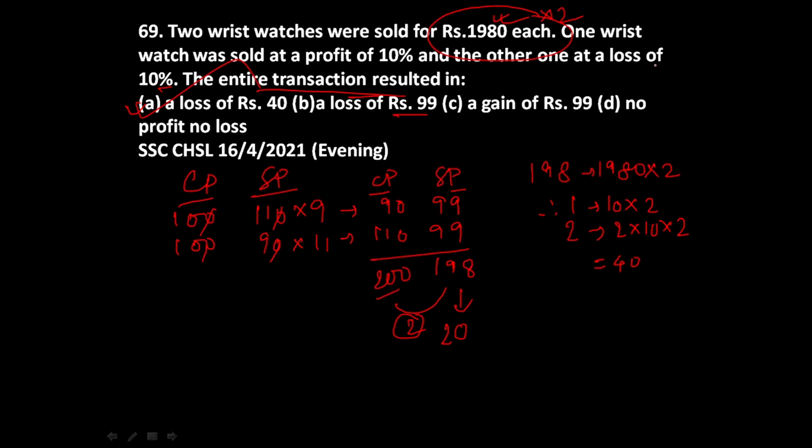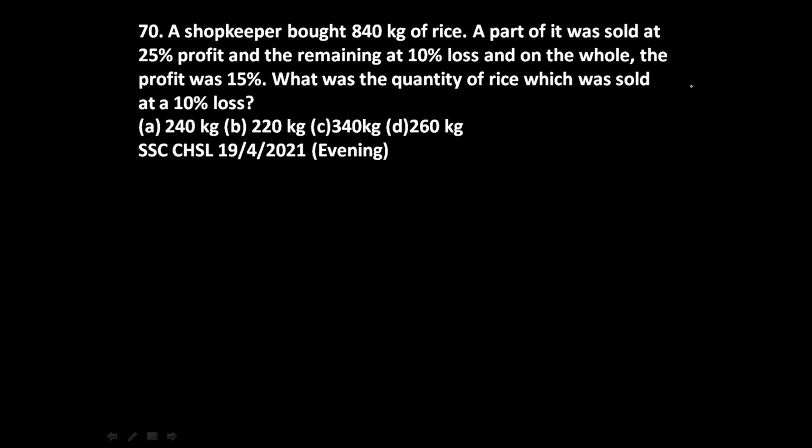Okay, moving to the next one. A shopkeeper bought 840 kg of rice. A part of it was sold at 25% profit and the remaining at 10% loss. On the whole transaction, the profit was 15%. What was the quantity of the rice which was sold at 10% loss? So how will you solve it? First one at 25% profit, second one at 10% loss, and the net is 15%.